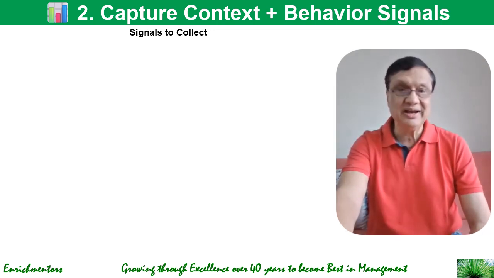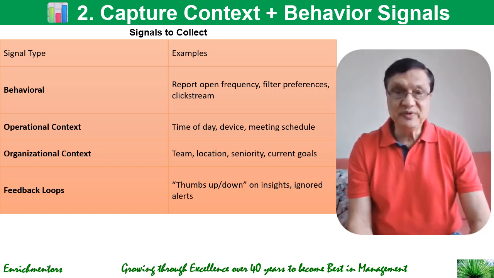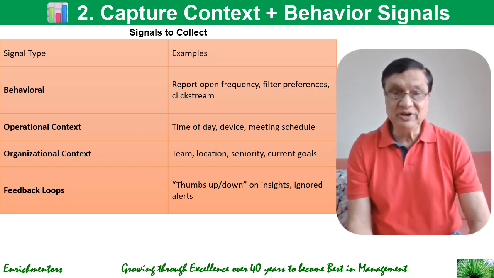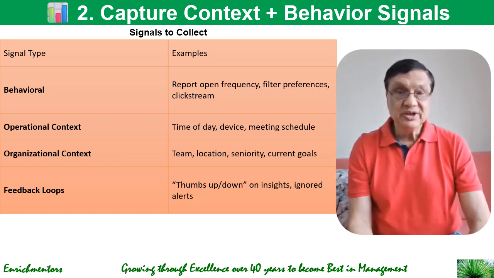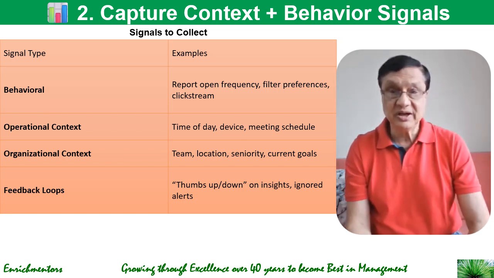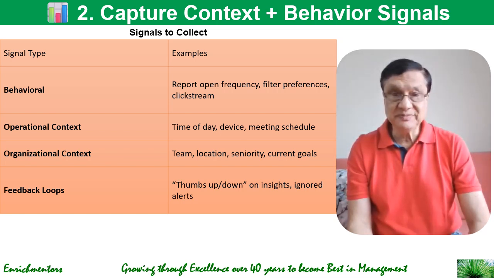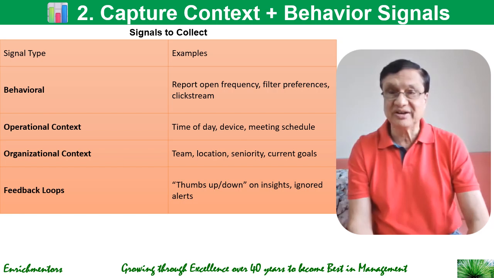Now, what are the signals to collect? You could collect behavioral signals, and a few examples of that are report open frequency, filter preferences, clickstream. You could look at operational context type of signals, such as time of the day, device, meeting schedule. Then you could look at the organizational context type of signals. And examples of those signals could be the team, location, seniority, current goals, and the feedback loops. Thumbs up or thumbs down on insights, ignored alerts, etc.